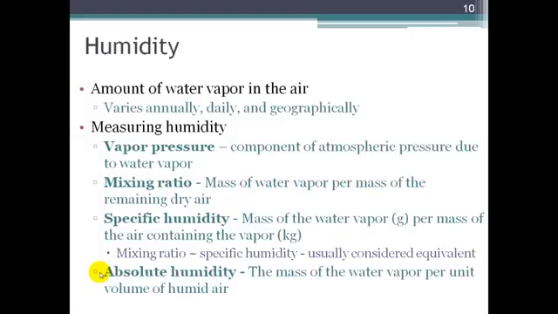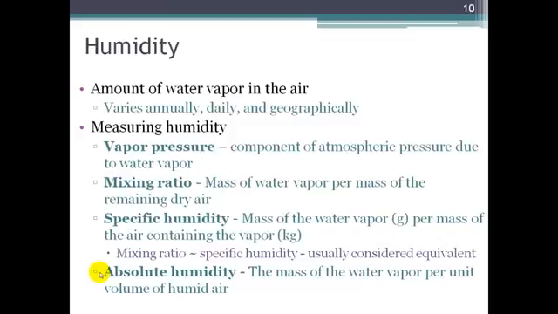Humidity describes the amount of water vapor that's in the air. And humidity is tricky because it varies annually, daily, from within one day as well as from day to day, and it also varies geographically. For those of you that have lived in or visited eastern or midwestern states of the United States, you know it's very humid there compared to how it is here in Arizona, which, as everyone says, has a dry heat because there's not much humidity in the air.